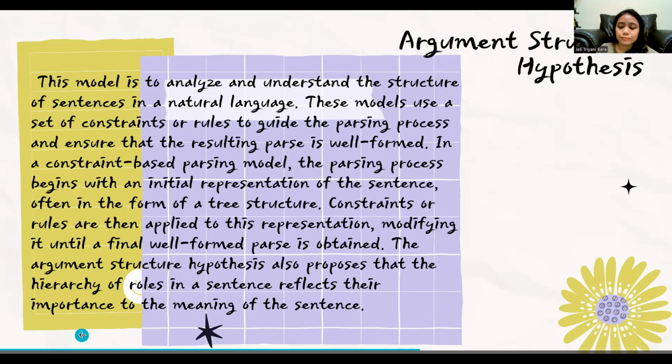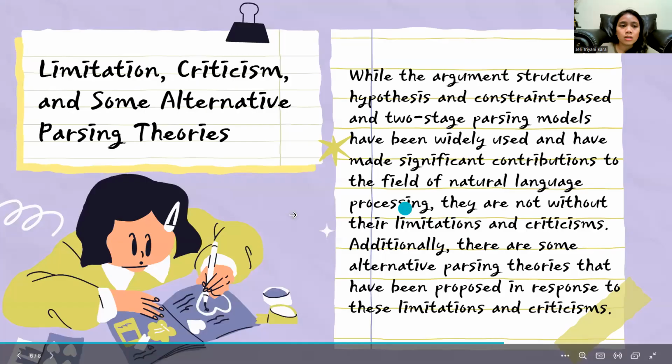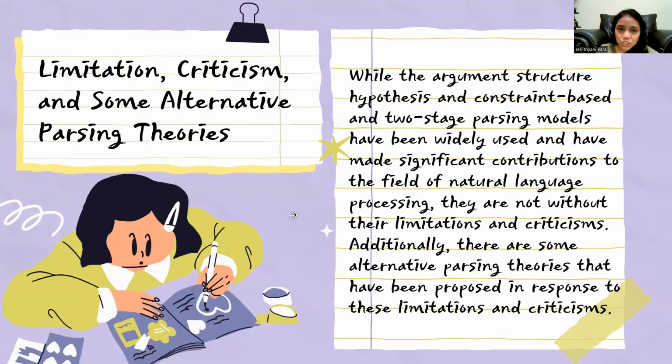Okay, next is about limitations, criticisms, and some alternative parsing theories. While the argument structure hypothesis and the constraint-based and two-stage parsing models have been widely used and have made significant contributions to the field of natural language processing, they are not without their limitations and criticisms. Additionally, there are some alternative parsing theories that have been proposed in response to these limitations and criticisms.